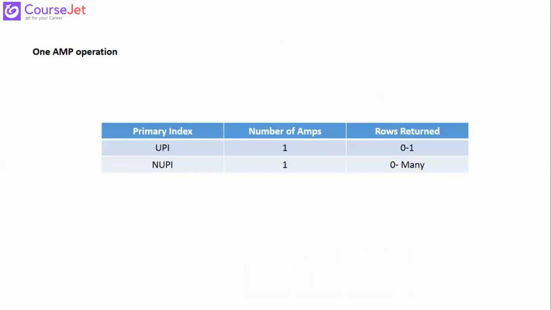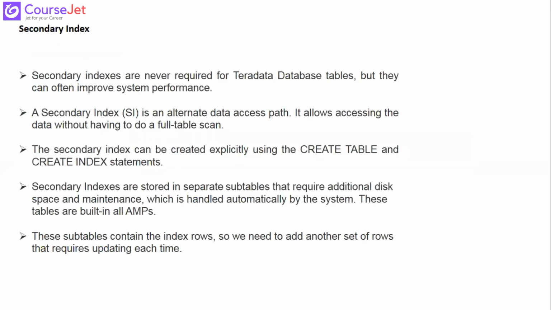Unique primary index and non-unique primary index are always one-AMP operations. Coming to the secondary index, it is an added index apart from the primary index, as we discussed. It can give an improvement in performance when utilized. If we are not using the primary index in the WHERE clause and some other columns are getting used, then we can create an index on those columns, so it will be used.